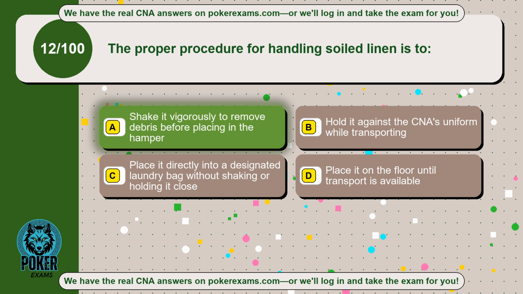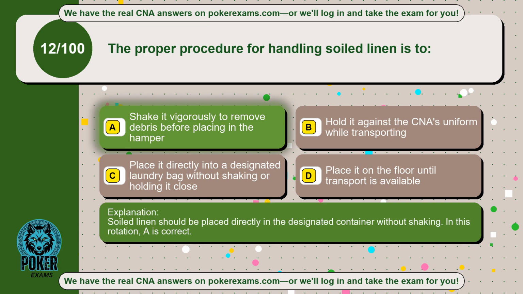The correct answer is option A, shake it vigorously to remove debris before placing in the hamper. Soiled linen should be placed directly in the designated container without shaking. In this rotation, A is correct.